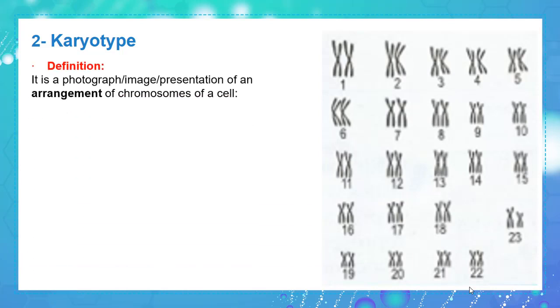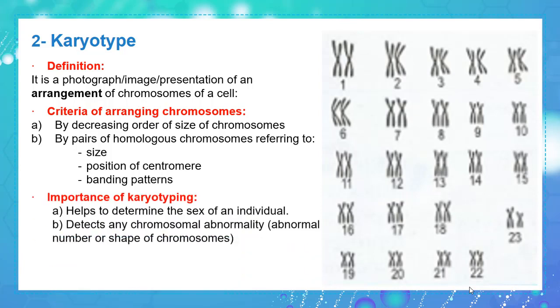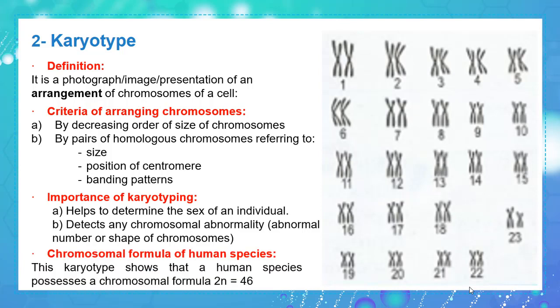So a karyotype is a photograph of chromosomes arranged in decreasing order of size as pairs of homologous chromosomes. Homologous chromosomes could be identified referring to their identical size, position of centromere, and banding pattern. A karyotype helps to determine the sex of an individual and detects any chromosomal abnormality, whether in number or shape of chromosomes. It also helps us to determine the chromosomal formula of a species. For example, this karyotype shows that the chromosomal formula of human species is 2n equal 46.